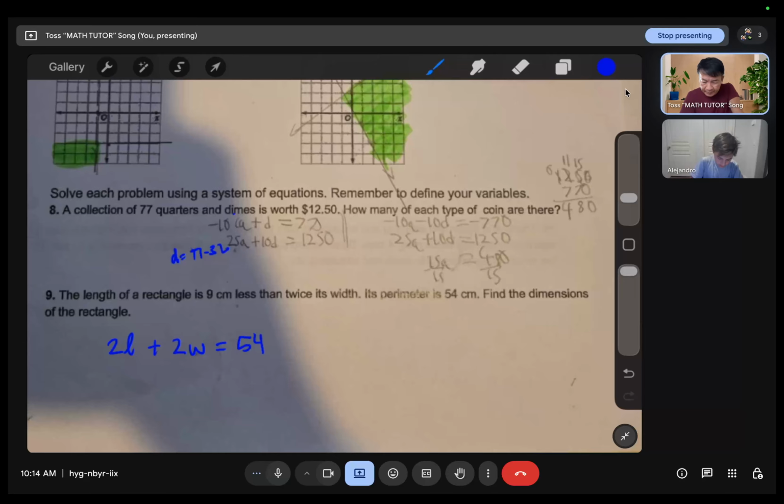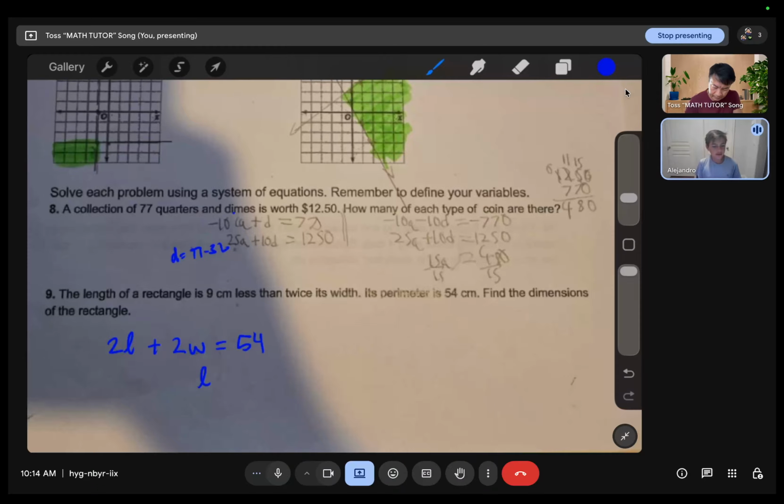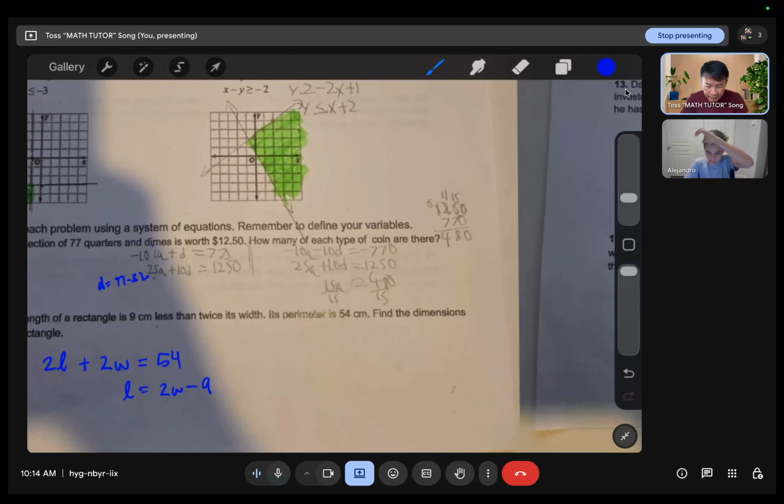What about the next one? And the next one, I'll do L equals 2W minus 9. Yeah, very good. 9 less than twice 2W. Very good. Now put the 9 in the back. 9 less than, put it in the back. Yeah, that's it. Now I know you can do this.